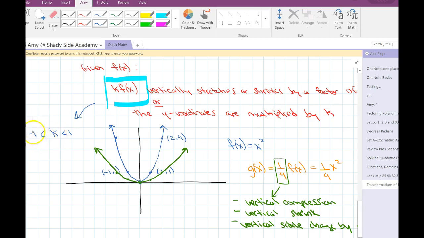Now, if k is negative, it'd be a vertical compression and a reflection over the x-axis, right? What if k is bigger than 1, or less than negative 1? What's going to happen is a vertical stretch. In this case, the parabola would get really long and skinny. And of course, if k was negative, it also involves a reflection. So that's a vertical scale change, all right?